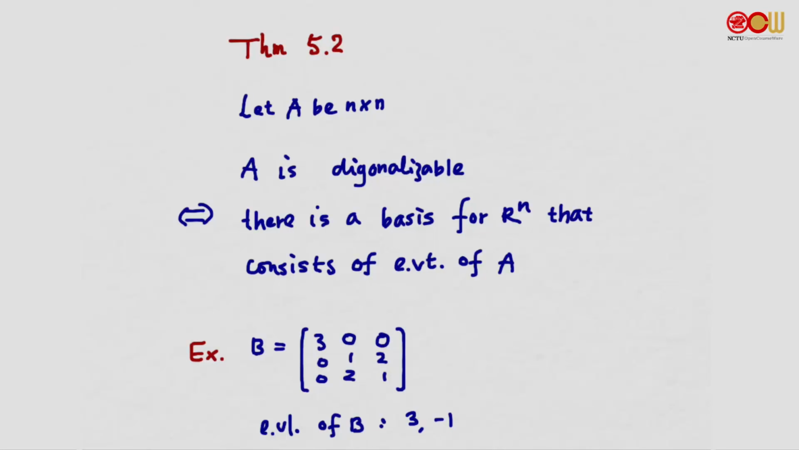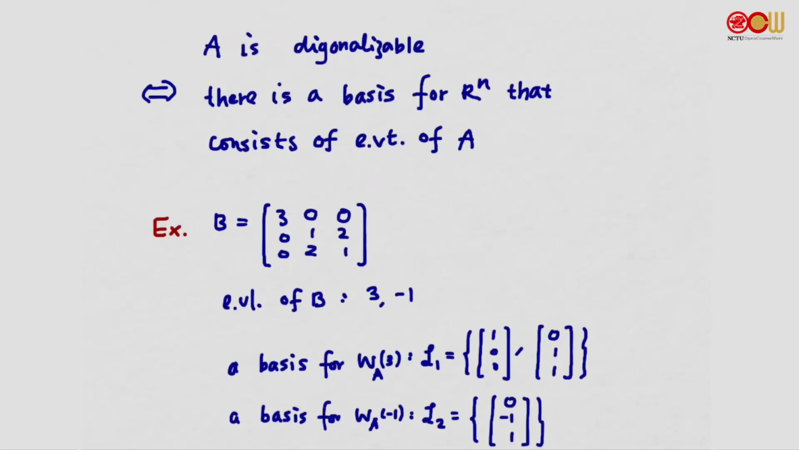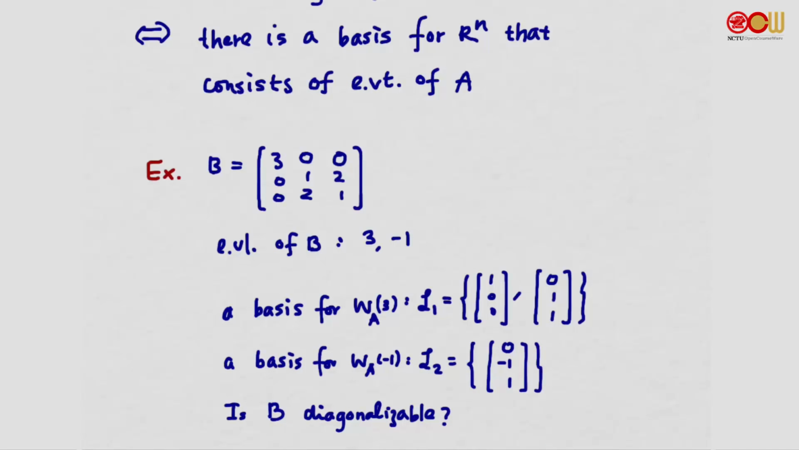An example. B is this matrix, and the eigenvalues of B can be found to be 3 and minus 1. For each eigenspace, we can find a basis. For example, for the eigenvalue 3, we find an eigenspace W_A(3), and the basis for it is this one. And we can also find a basis for W_A(-1). This is L2. The question is, is this B matrix diagonalizable?